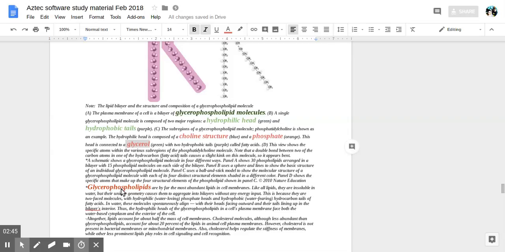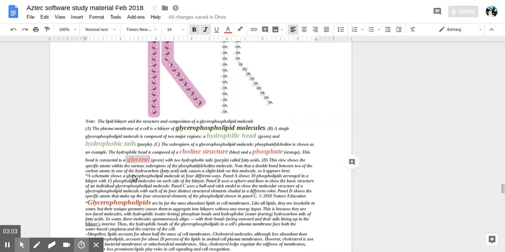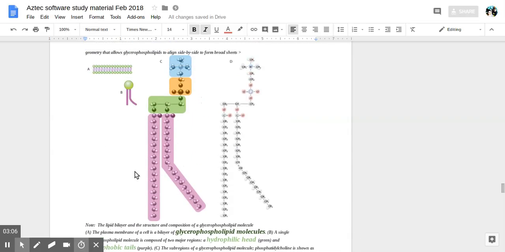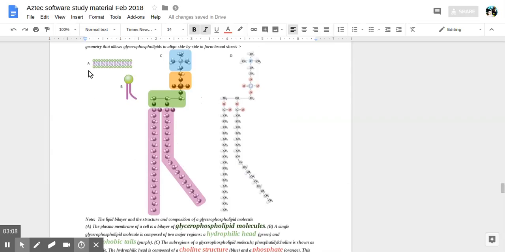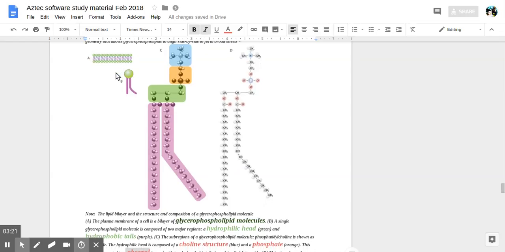Altogether, lipids account for about half the mass of cell membranes. Cholesterol molecules, although less abundant than glycerophospholipids, account for about 20% of the lipids in animal cell plasma membranes. However, cholesterol is not present in bacterial membranes or mitochondrial membranes. Also, cholesterol helps regulate the stiffness of membranes. So that's showing the bilayer with the hydrophilic heads in green. The purple are the tails, which face one another. So that's what the bilayer looks like.